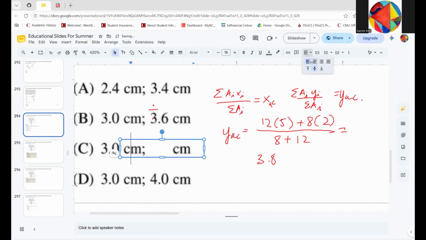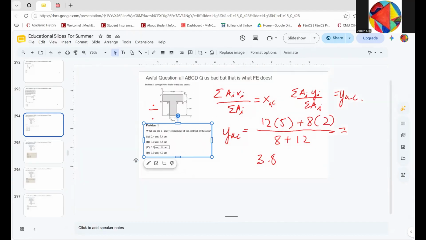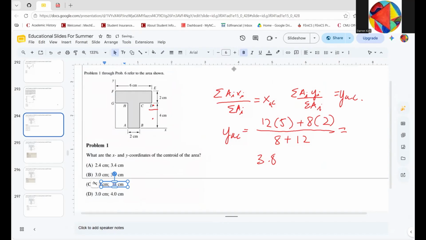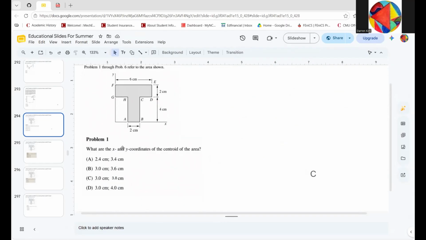Yeah, this is actually 3.8. I did not make a mistake. Pretty sure I'm right. Okay, therefore, good job on that front. If you find other mistakes, please do tell me. I will fix them. Okay, next one.